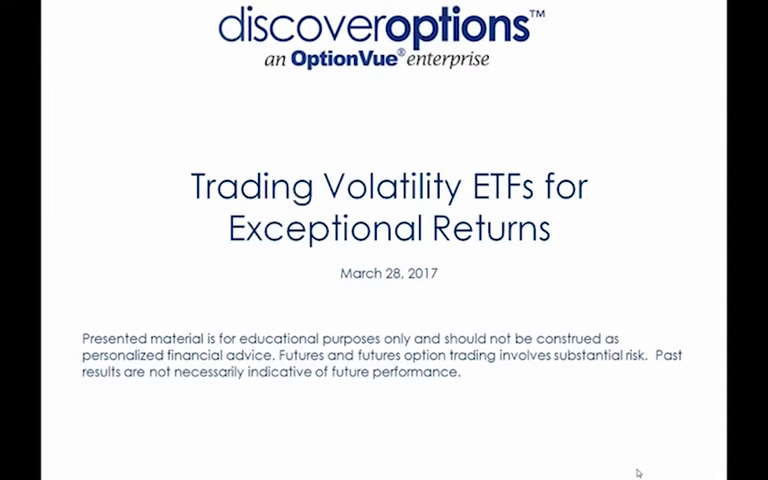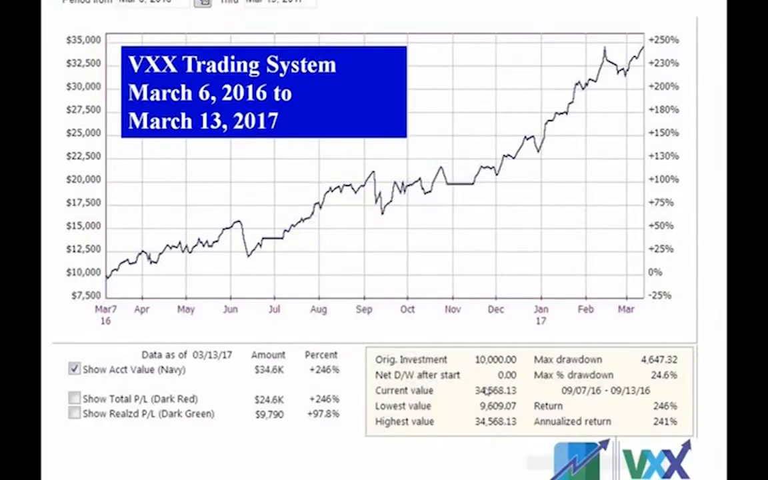So take a look at this equity curve. This is an equity curve of what we've developed here called the VXX Trading System. This is just a year and a week, about 53 weeks. You can see at the bottom right corner, the return level was 246%. The annualized return was 241%, and this is since we went live with our signals starting in March of 2016 through March 13th of this year.